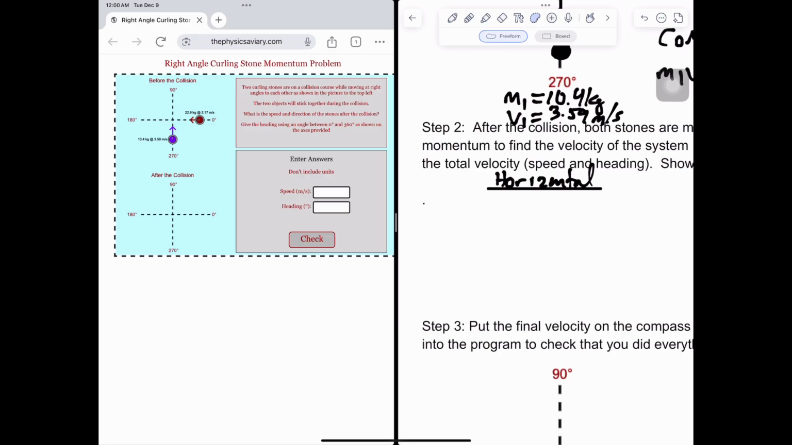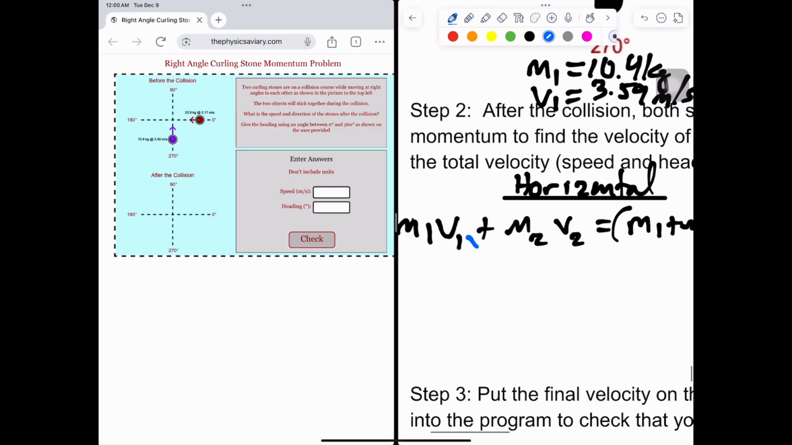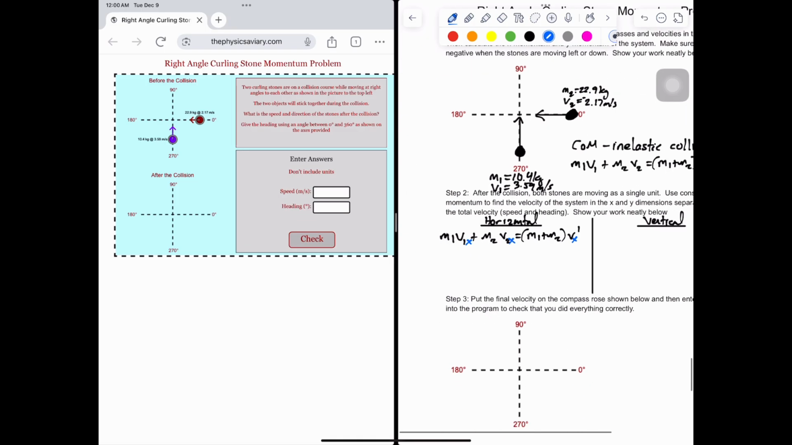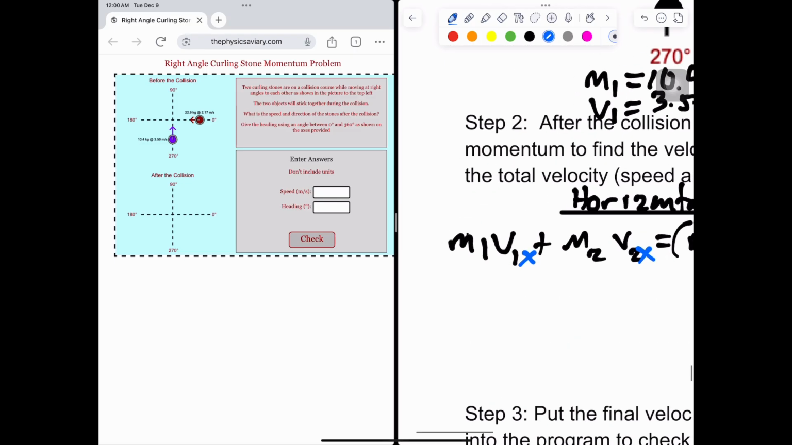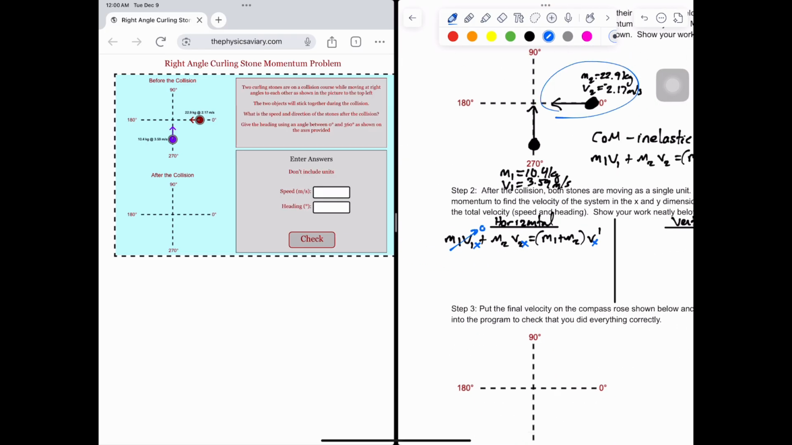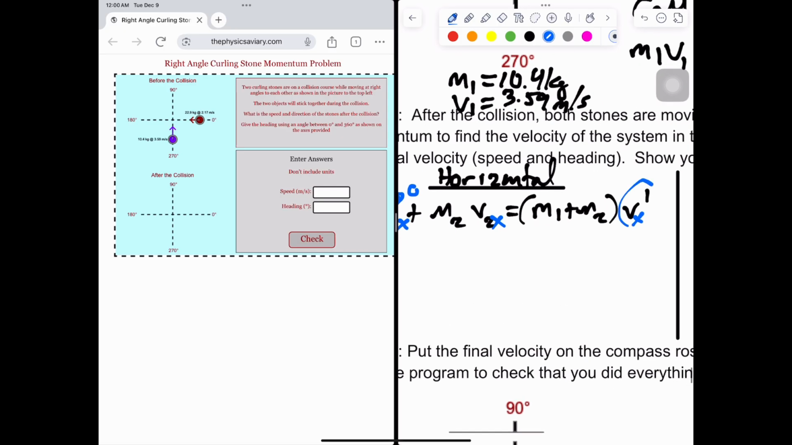Okay, so copy the equation down. Now, what would it look like horizontally? It just simply means everything is applied in the x direction. Now, mass 1 is only moving in the y direction, so it has no horizontal momentum. But m2 is moving to the left horizontally, so it does have initial momentum. So we're going to solve this for v prime x.